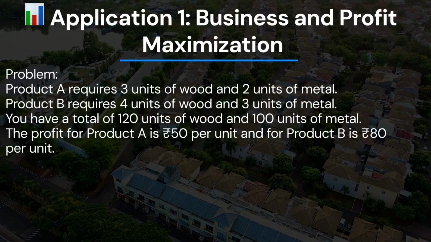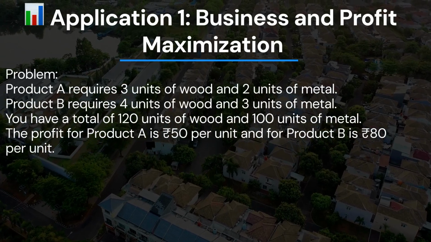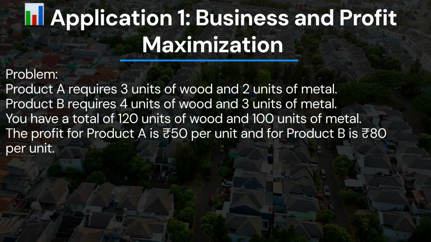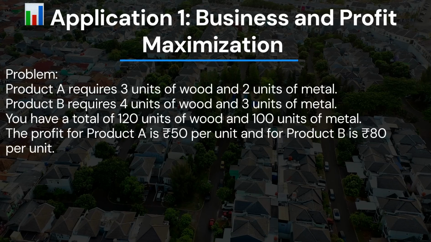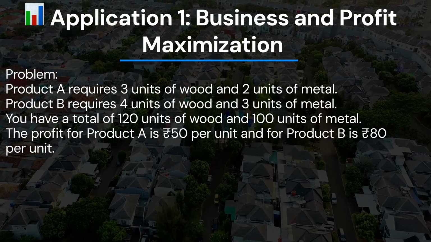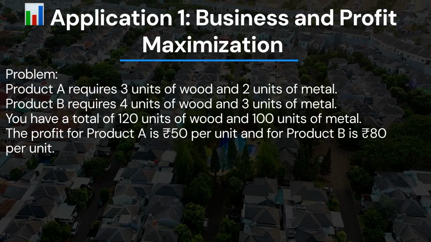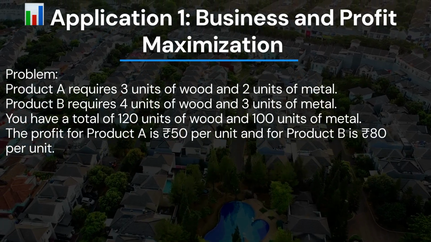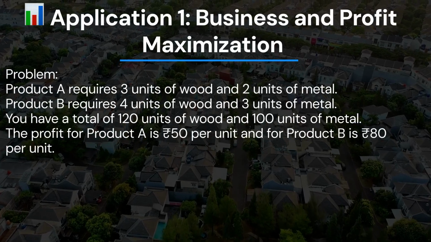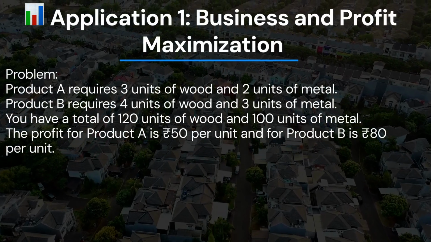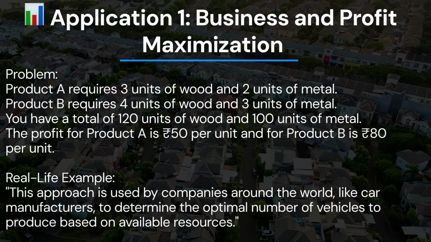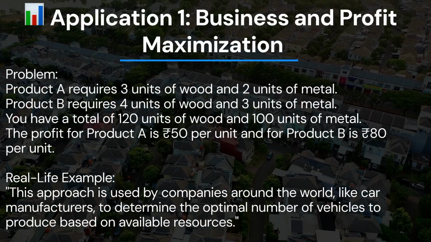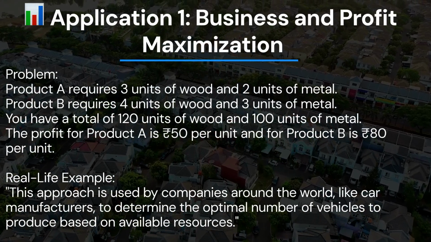How linear programming helps. Using linear programming, you can set up equations to figure out how much of Product A and Product B you should produce to get the maximum profit. The constraints, wood and metal limits, are part of the solution. It's like solving a puzzle, but the outcome gives you the highest possible profit. Real-life example. This approach is used by companies around the world, like car manufacturers, to determine the optimal number of vehicles to produce based on available resources.